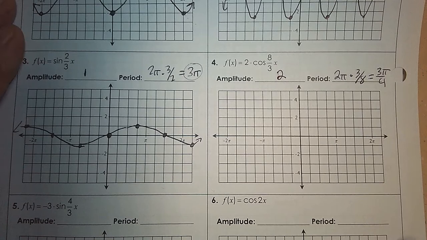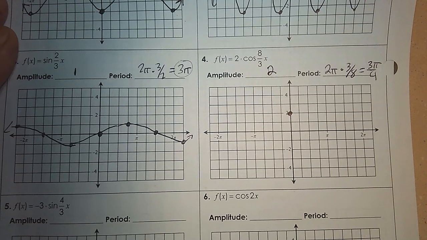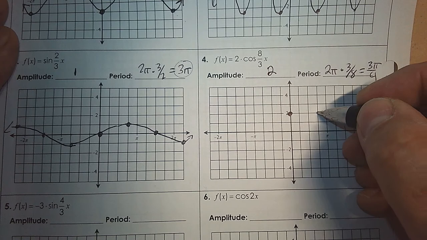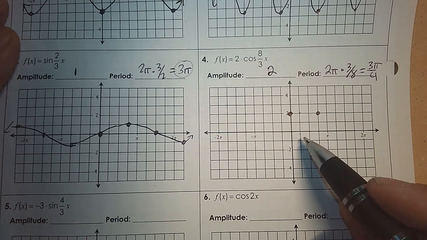Cosine starts at the top or the bottom. In this case, because cosine's positive, we're going to start at positive 2. Then I need to find 3 pi over 4. Well, 1, 2, 3, 4, 3 pi over 4 is right there. So if I count 1, 2, 3, that completes one cycle. Notice 1 quarter, half, 3 quarters, 1. So 4 of these make 1, a quarter each. So there it is. That finishes one cycle.